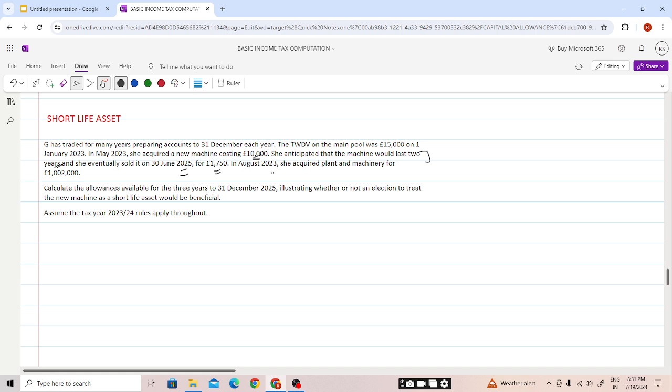In August 2023, she acquired plant and machinery for 1,002,000 pounds. Calculate the capital allowance available for the 3 years to 31st December 2025, illustrating whether or not an election to treat the new machine as a short life asset would be beneficial.